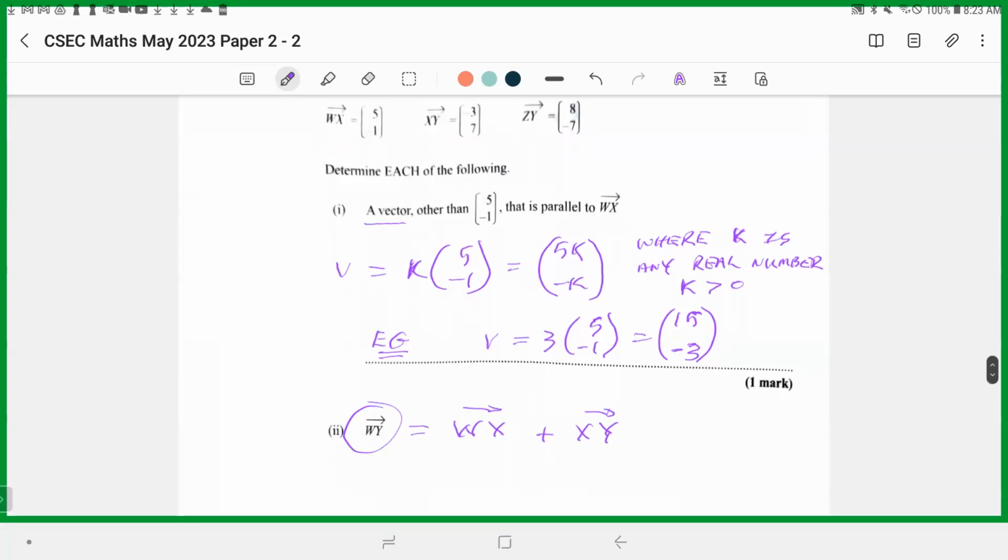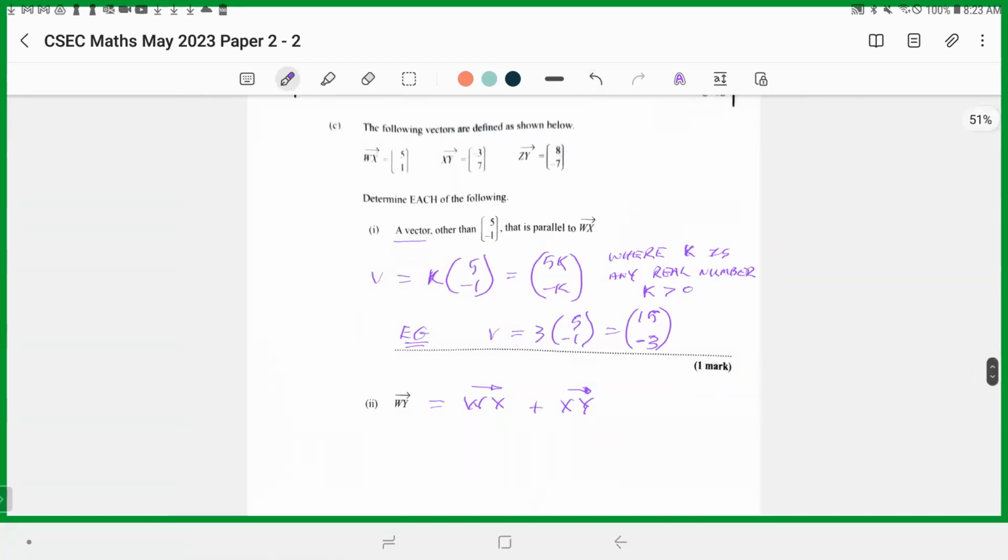Going from W to Y is the same as, in the vector equation, going from W to X, plus, and then going from X to Y. So I read the equation now: going from W to Y is the same as going from W to X and then going from X to Y. Because vectors at this level is basically about how you go from point to point, right?